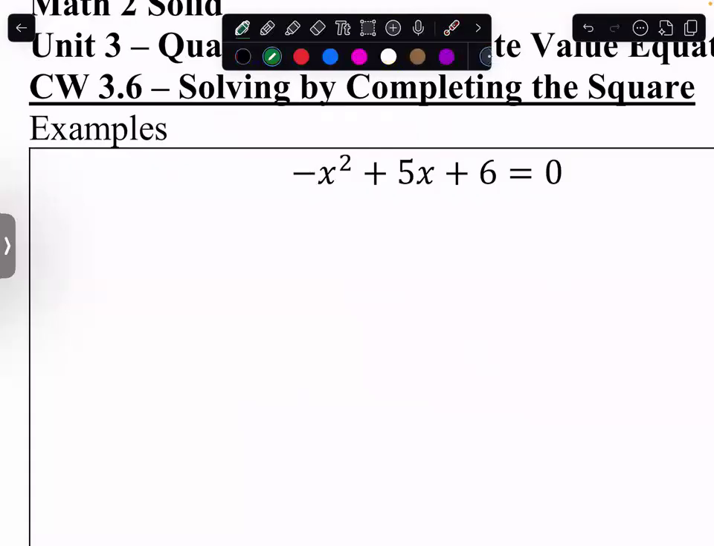So let's go ahead and look at this one. Again, you guys can maybe leave your paper unfolded so you can still see the second page also, because we're going to go through the exact same steps. So step one was move the constant to the other side. So to move the plus 6 over, we will subtract 6 from both sides.